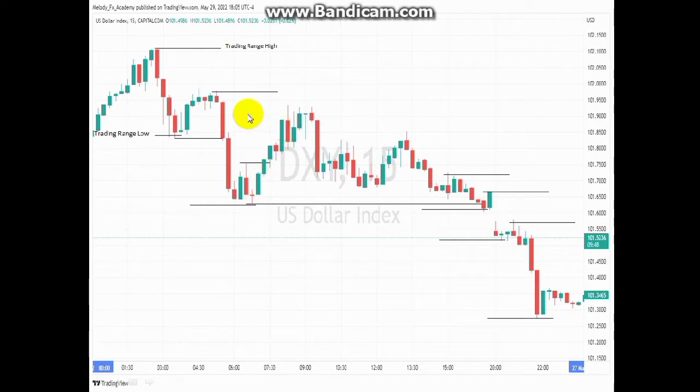So now, how do you identify your range? In most cases, as we can see right here, we have this short-term low, and we had this retracement. Then the market started consolidating, because as you can see, it's stuck between this range high and this range low. It's stuck in between, so it started moving sideways.